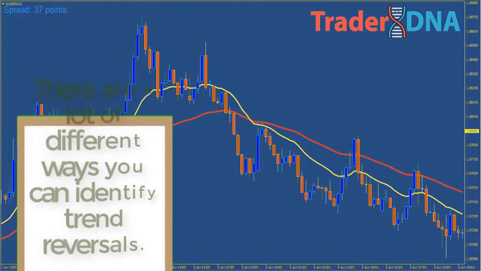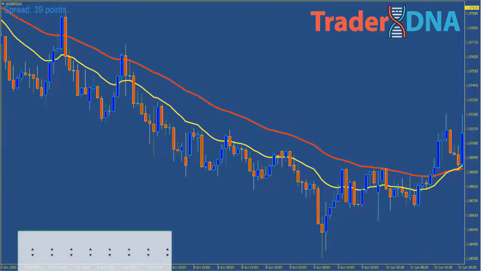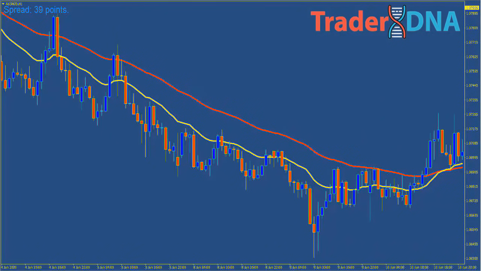As we've said already, there are a lot of different ways you can identify trend reversals. Trust your analysis, trust the chart, and take action.